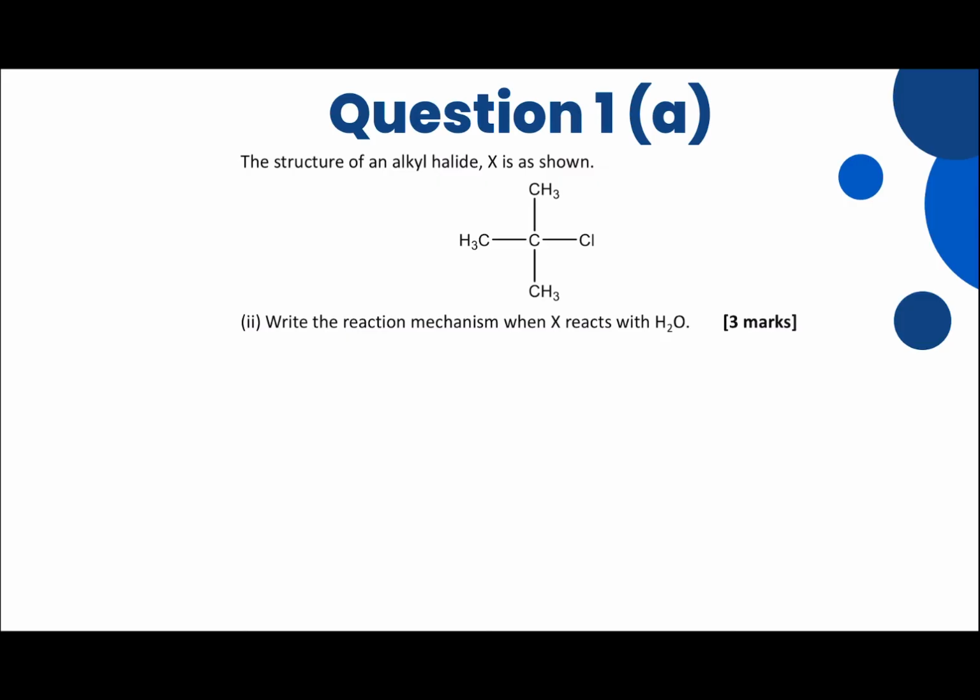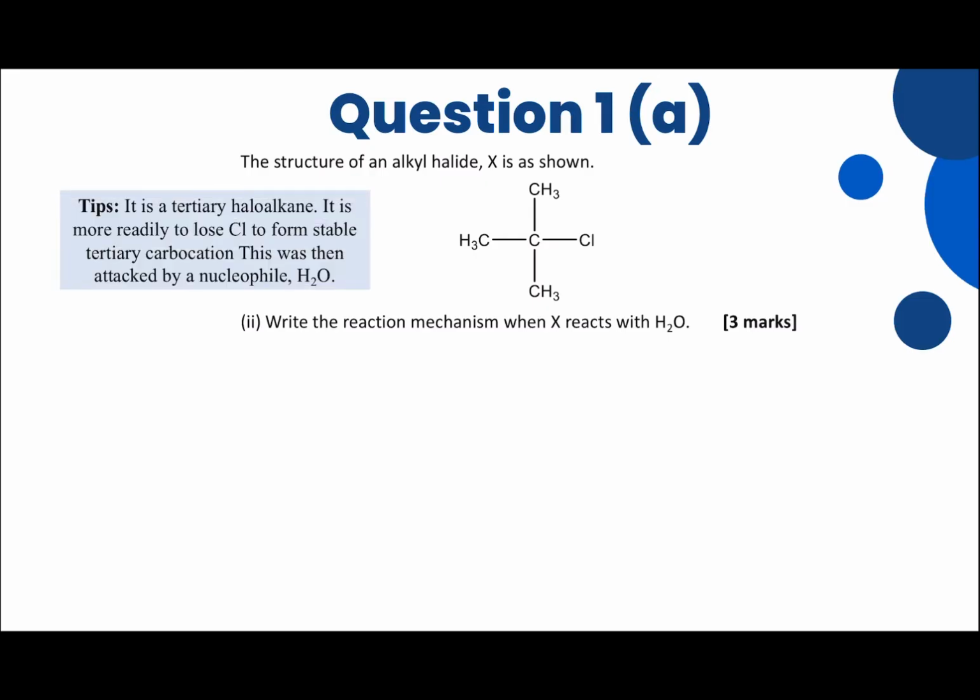First thing first, you have to identify what is the class of haloalkane here. So as you see here, this is tertiary haloalkane because this carbon atom is tertiary carbon. So tertiary carbon is more readily to lose the halogen atom to form more stable tertiary carbocation. So this is the moment nucleophile, our water, can attack the carbocation. So how to write the reaction mechanism?